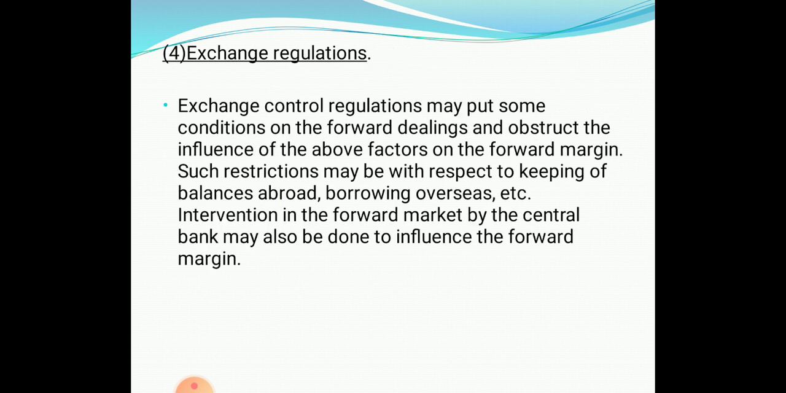And the last and the fourth point is exchange regulations. Exchange control regulations may put some conditions on forward dealings and obstruct the influence of the above factors on the forward margin. Such restrictions may be with respect to keeping of balances abroad or borrowing overseas. These conditions will be regulated by the foreign exchange market. Intervention in the forward market by the central bank may also be done to influence the forward margin.